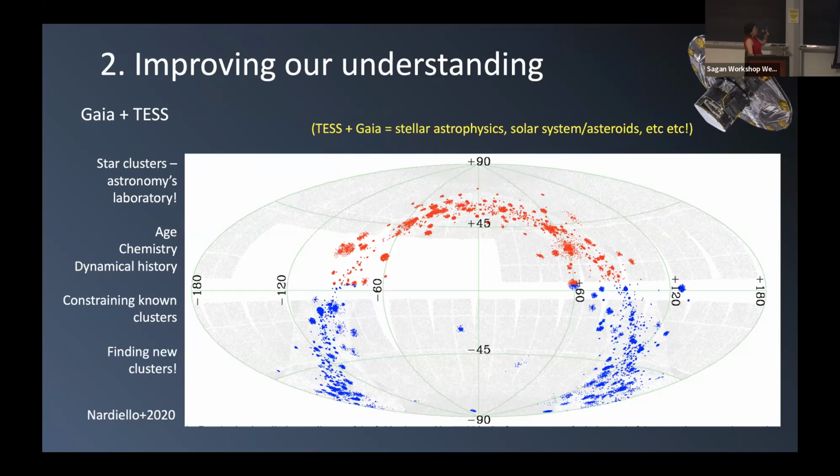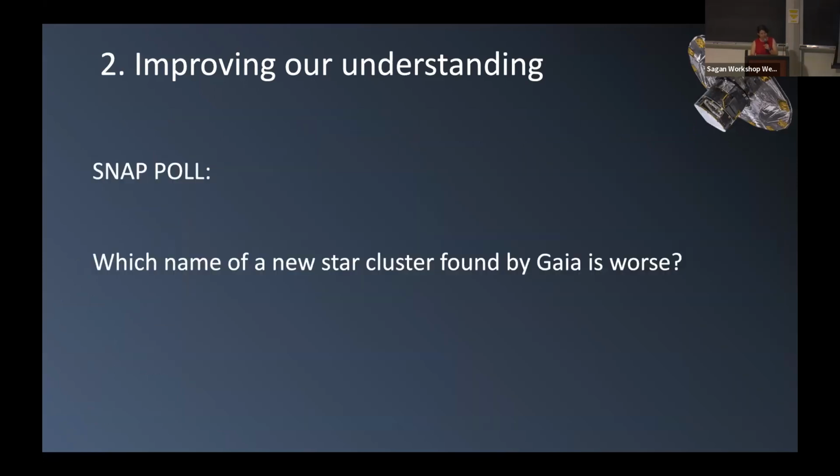Now, star clusters, why are they cool? Oh, we'll get there. First, I want to say, this talk is about planets because it's a second summer workshop, but TESS and Gaia together are an incredible machine for so many other areas of astrophysics, especially stellar astrophysics and solar system science. So just as a side note, TESS and Gaia together are a match made in heaven for many fields of astronomy. Okay, I'm going to stop for a second. Snap poll. Which name of a new star cluster found by Gaia is worse?